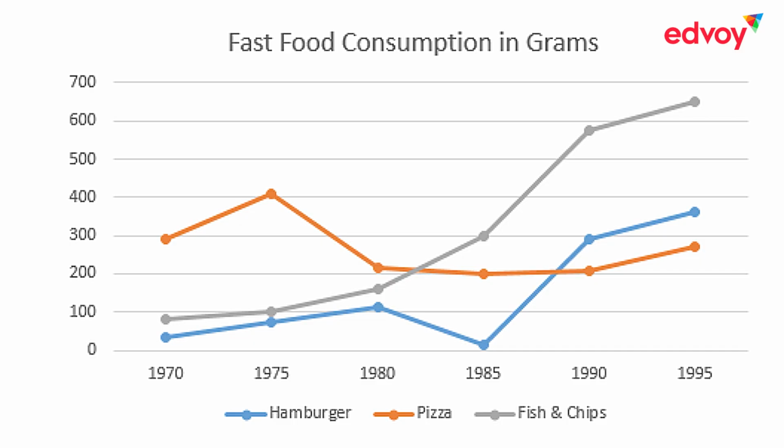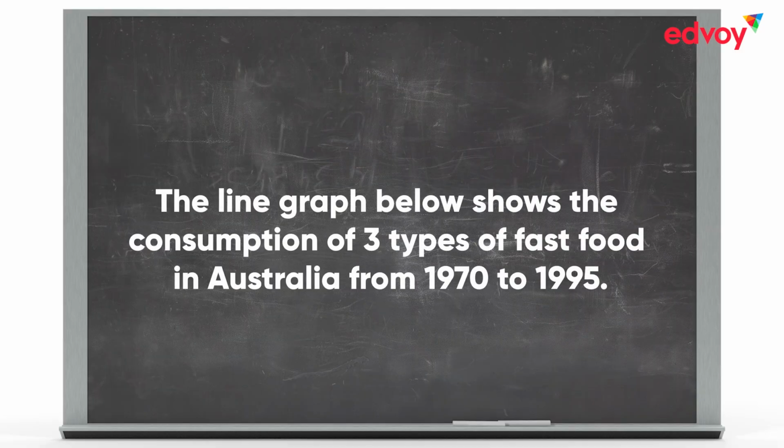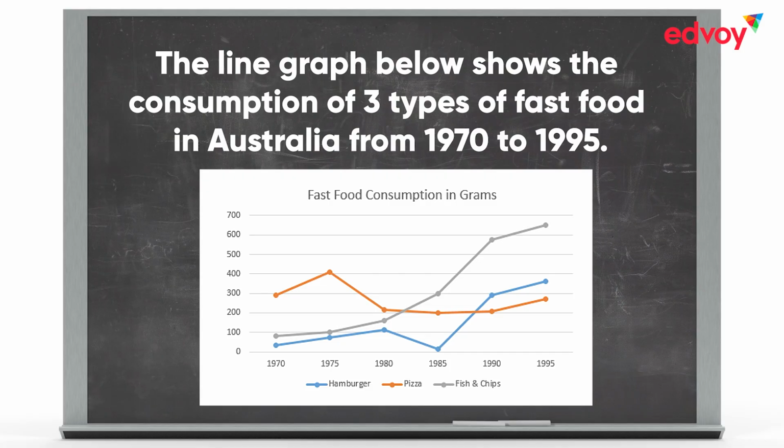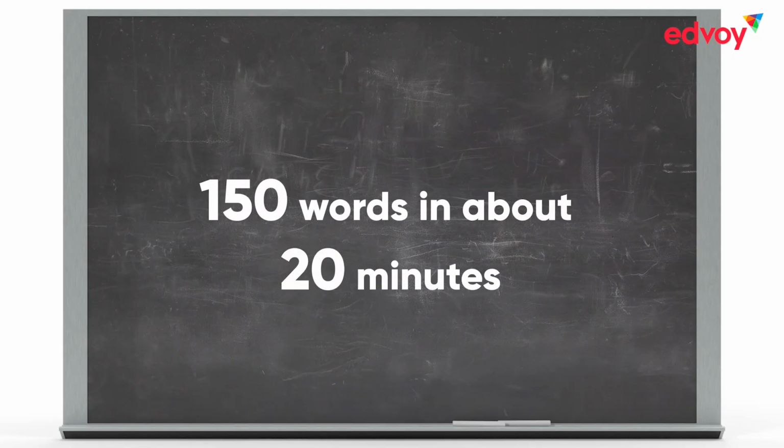Now this may seem obvious, but the first thing you need to do is read the question and look carefully at the information in the line graph. Make sure you understand what is in front of you before starting to write. So you'll need to write at least 150 words in about 20 minutes. You should be able to answer the question with 3 paragraphs, an introduction and 2 main paragraphs.